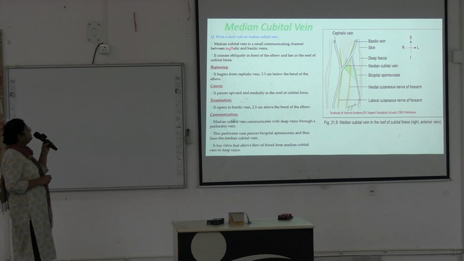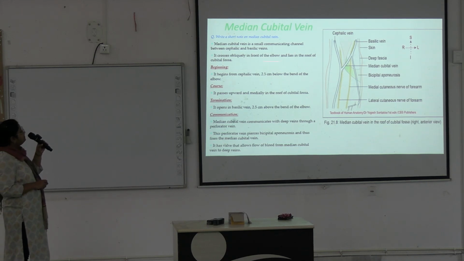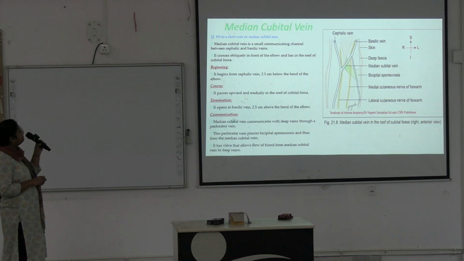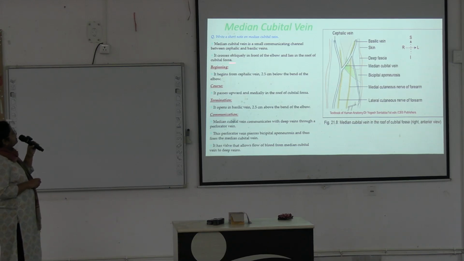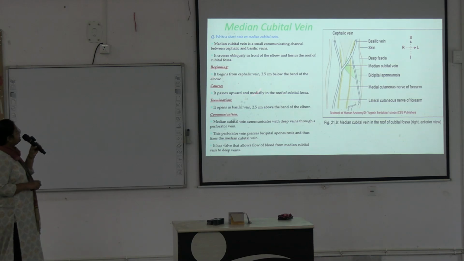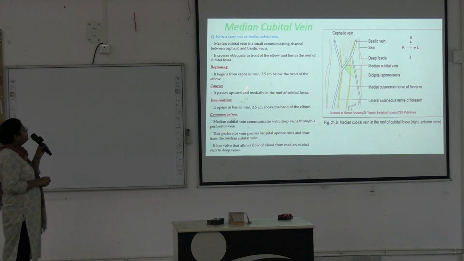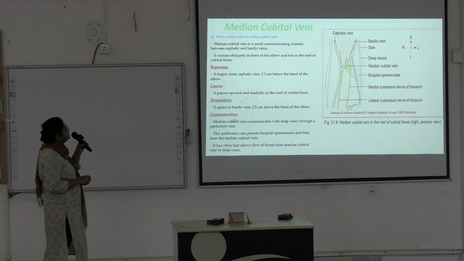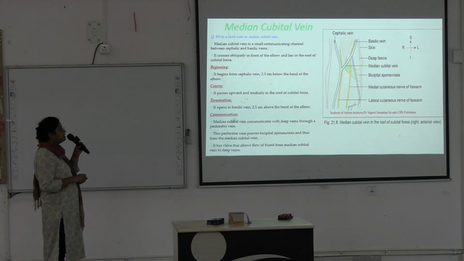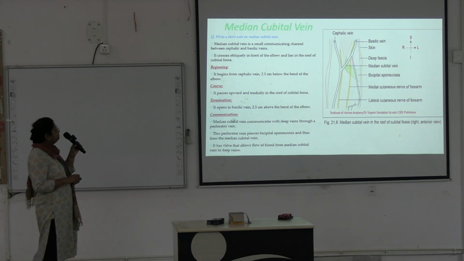So the median cubital vein is a small communicating channel between the cephalic and basilic veins. This is the median cubital vein and it crosses obliquely in front of the elbow and lies in the roof of the cubital fossa. It begins from the cephalic vein here, 2.5 centimeters below the bend of the elbow, and its course passes upward and medially in the roof of the cubital fossa. Termination: it opens into the basilic vein 2.5 centimeters above the bend of the elbow.